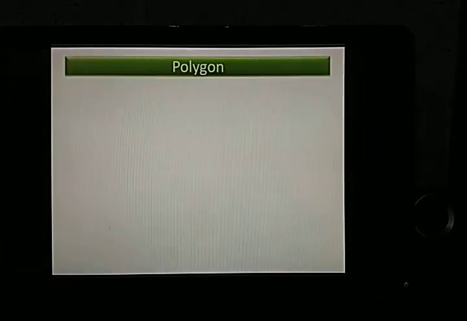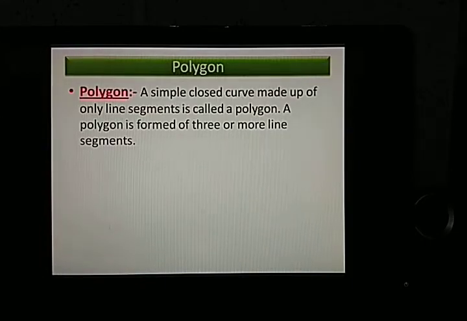what is a polygon? The next topic is polygon. So let us see the definition first. A simple closed curve, from the curve definition it comes, a simple closed curve made up of only line segments is called a polygon. Now a polygon, how many line segments should be there? There should be 3 or more. Only then we can say it is a polygon.